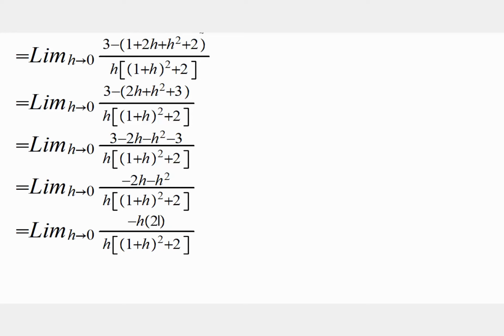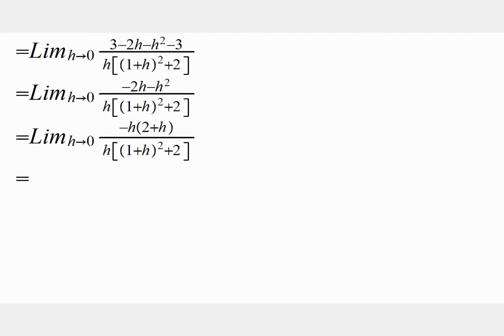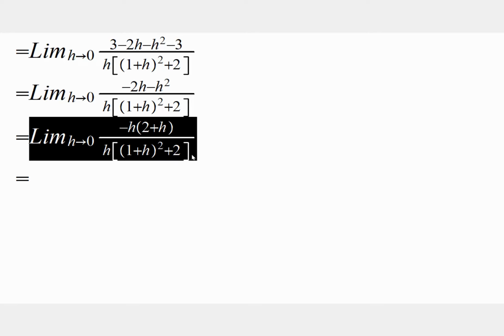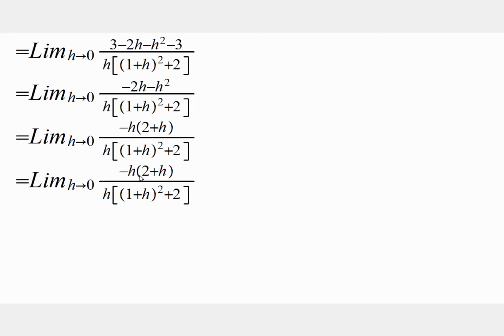So if you take, say, negative h as a common factor, you get 2 plus h as the other factor, right? And then the h's cancel. And now if you let h go to 0, the numerator will become a 2, and in the denominator we will have 1 squared plus 2. So the value will turn out to be negative 2/3. That is what we have.